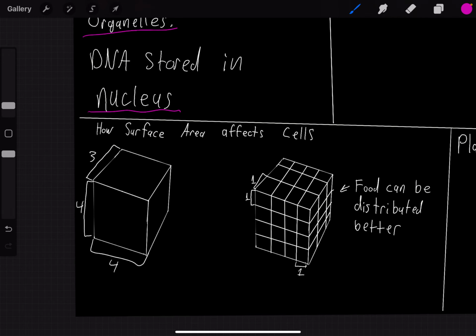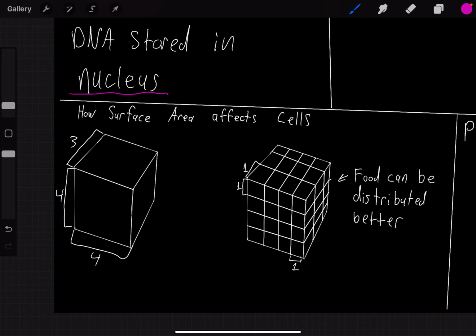Another thing we went over was how surface area affects cells. For example, if this was a cell, and we had multiple cells on this side, more than one cell. Food distribution wouldn't be as effective in one big cell. The food would go in here, and before it could even reach maybe this corner of the cell, everything would already be eaten up by most of the stuff on this side.